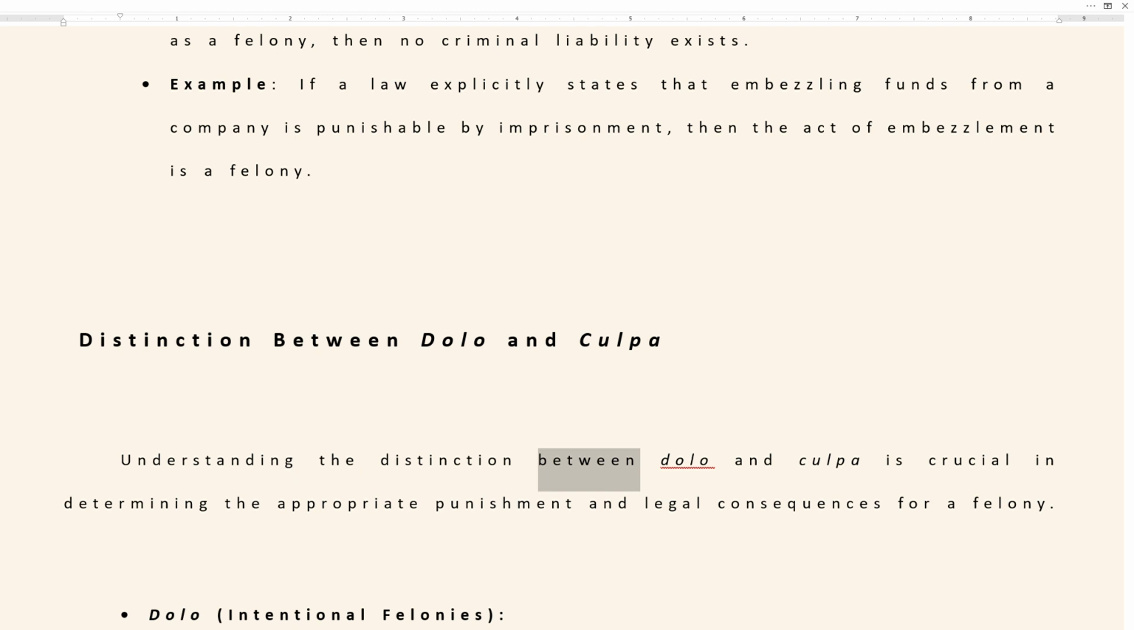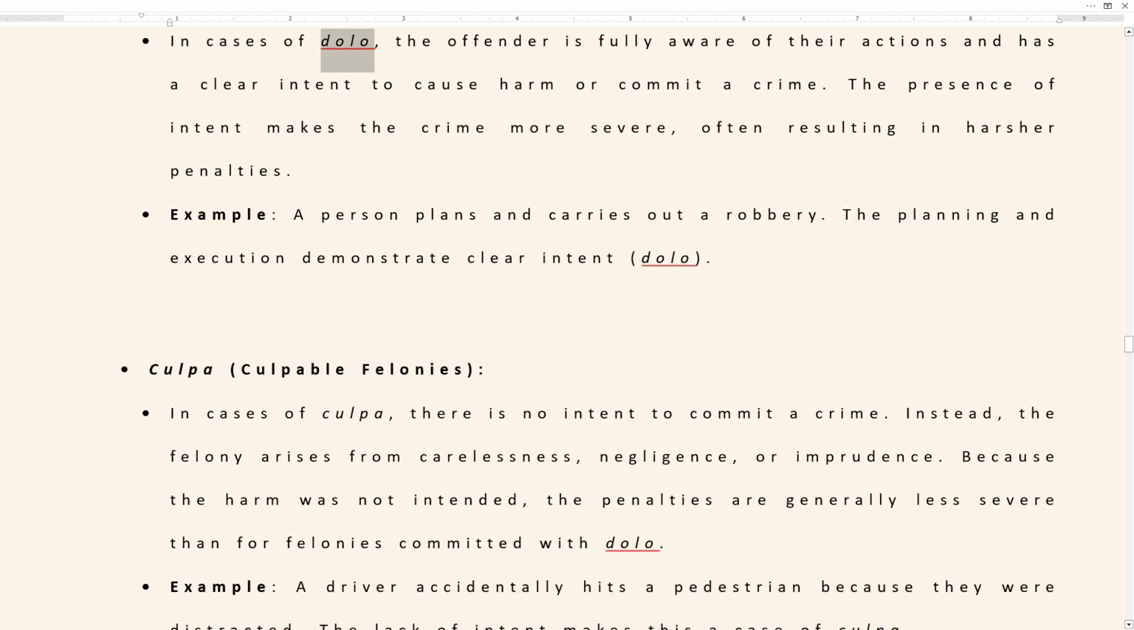Distinction between dolo and culpa. Understanding the distinction between dolo and culpa is crucial in determining the appropriate punishment and legal consequences for a felony. Dolo, intentional felonies. In cases of dolo, the offender is fully aware of their actions and has a clear intent to cause harm or commit a crime. The presence of intent makes the crime more severe, often resulting in harsher penalties. Example: a person plans and carries out a robbery.